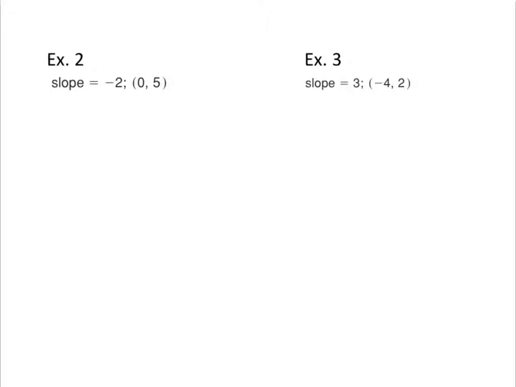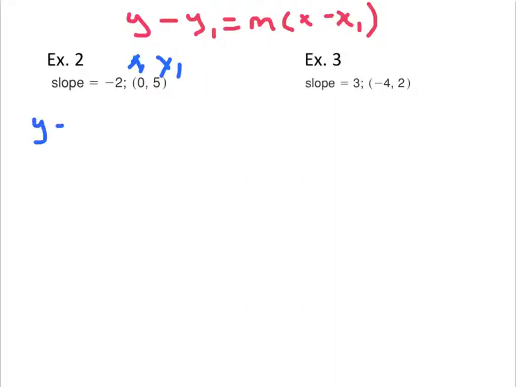For these next two examples, I'm going to just write the equation up top for us. y minus y1 equals m times x minus x1. And then what we'll do is we'll go from there. So for example 2, my slope is -2, and my x1 is 0, and my y1 is 5. I'm going to rewrite the equation as y minus 5 equals -2 times x minus 0. Well, x minus 0, we already know that that's just x.